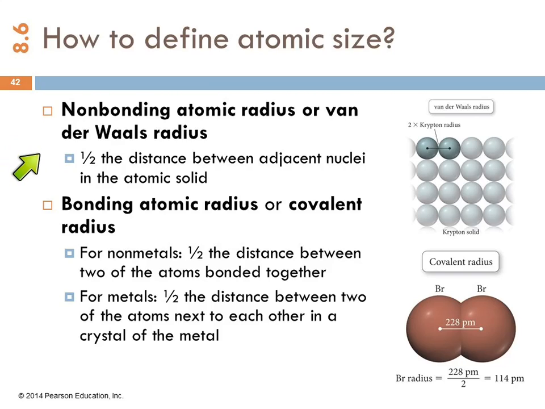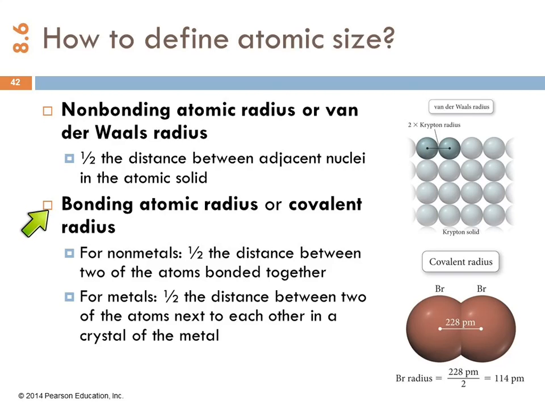So there's a couple of different ways. You can use the non-bonding atomic radius or the van der Waals radius. And here we're looking at half of the distance between adjacent nuclei in the atomic solid. So here is krypton cooled down to be a solid. The krypton atoms are not bonded to each other. They're just frozen. And so they're stuck here, and we can detect the nuclei, and so we can actually measure the distance between the two nuclei. And so one way to define the size of an atom is to say, well, the radius must be half that distance between the two nuclei.